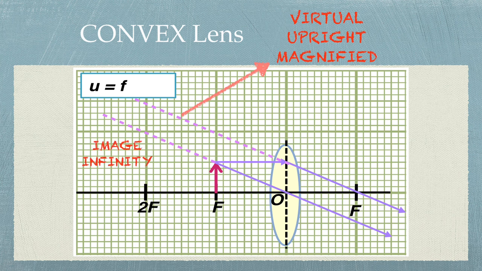VOOM stands for virtual, upright, and magnified. The image will be produced at infinity. The position of the image you will see is at the same position as the object. Must remember, when U equals F, the image is at infinity. VOOM.